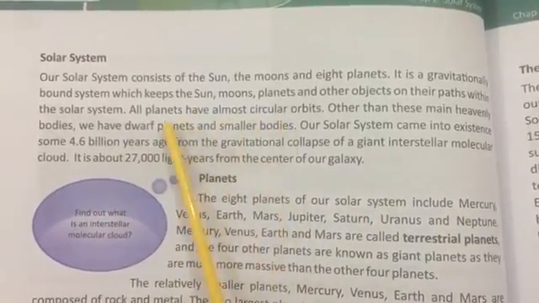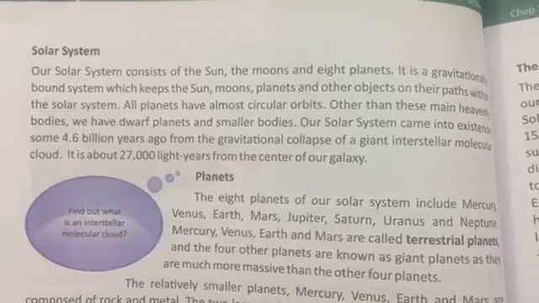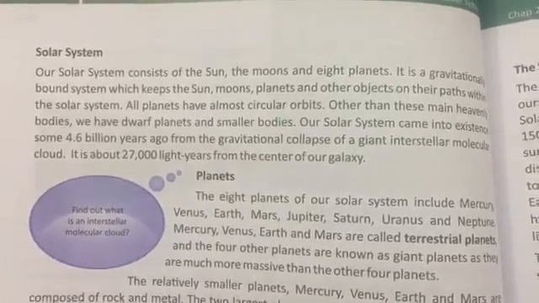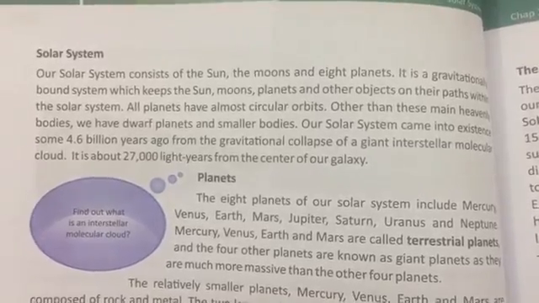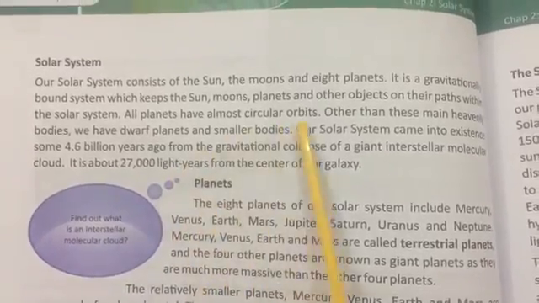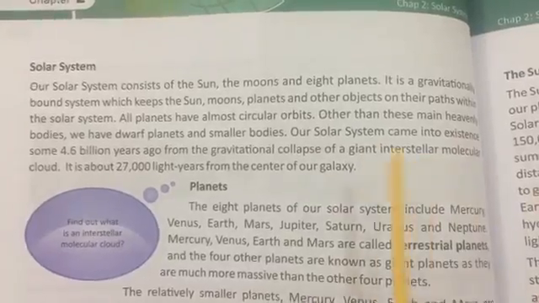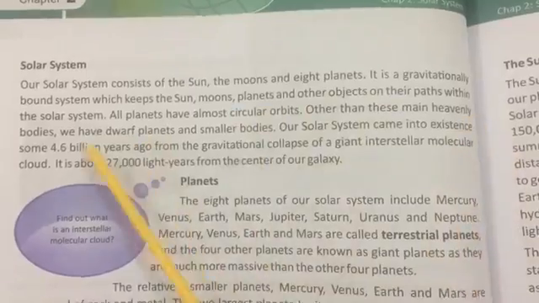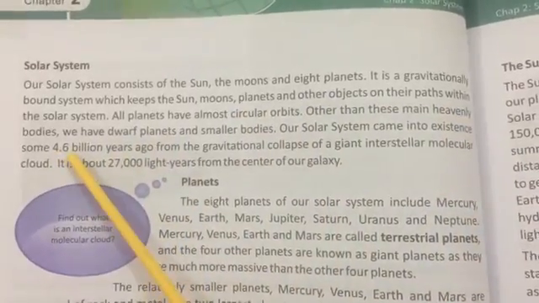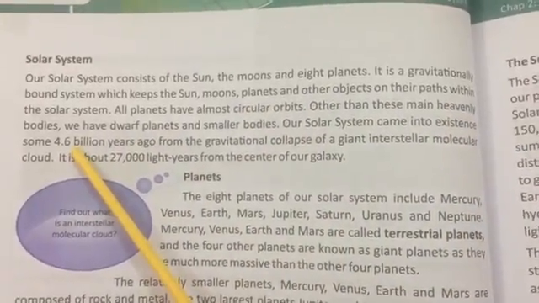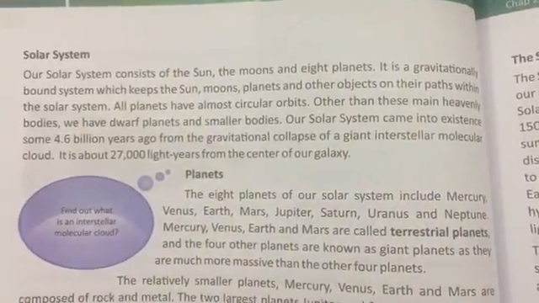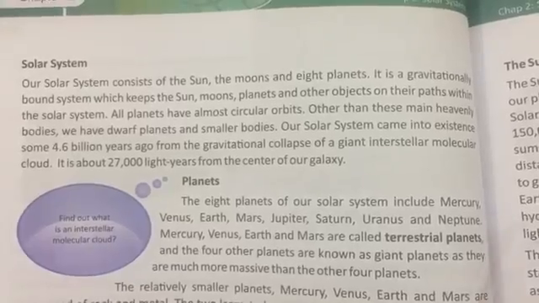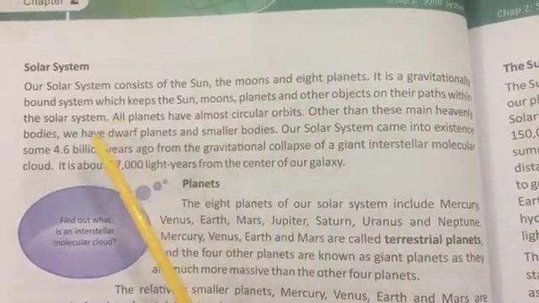All the planets have almost circular orbits. We know that all the planets move around the sun in their circular orbit. They have a circular motion and they move around the sun. Other than these, the earth, the moon, and all these things are known as heavenly bodies.